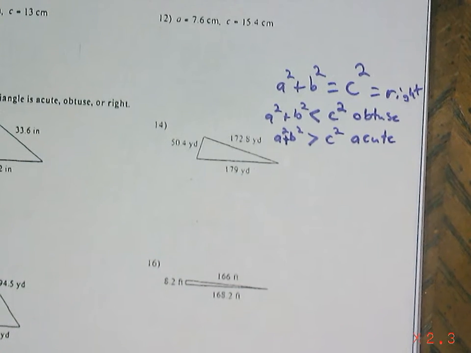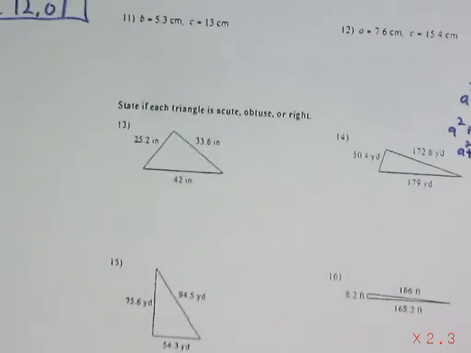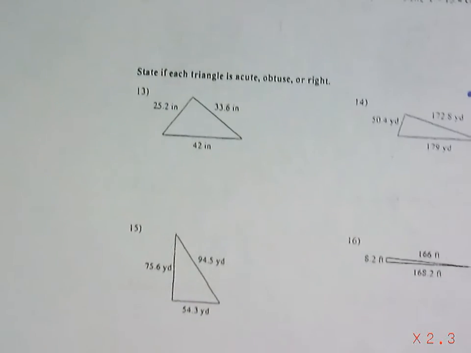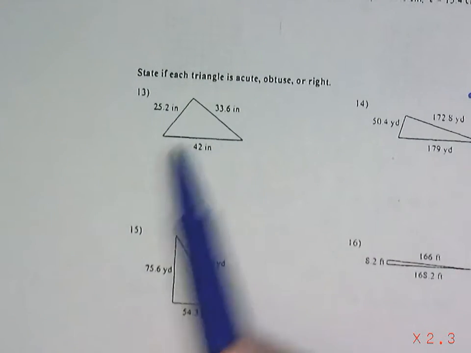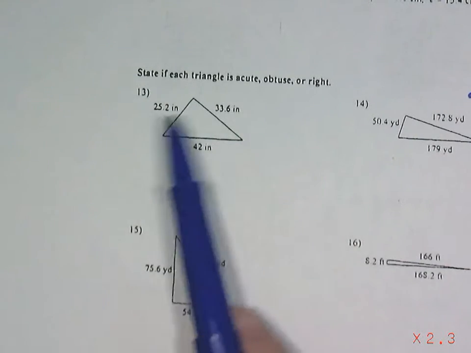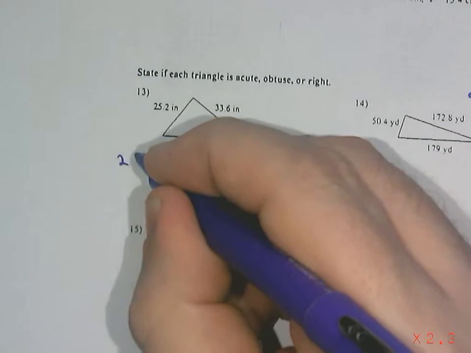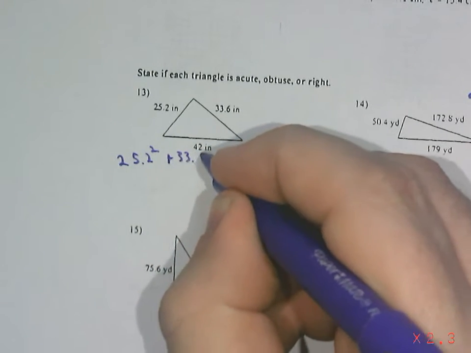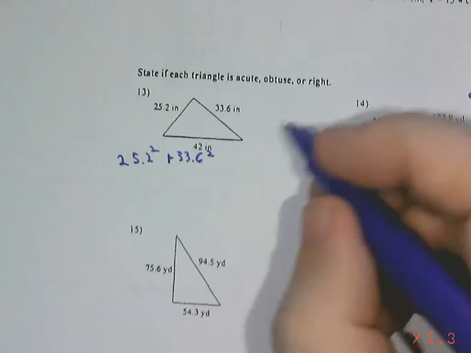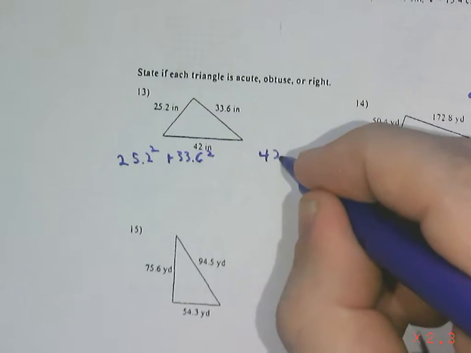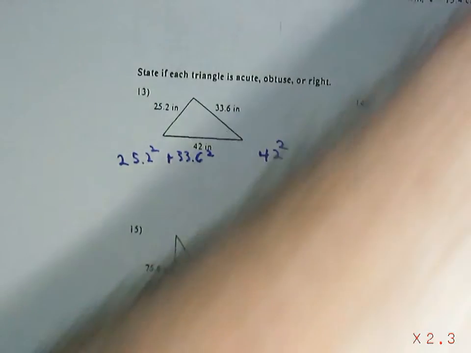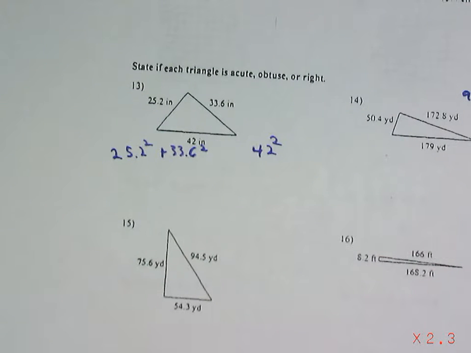Okay, so let's try this in action. Let's look at this first one right here. So I don't have to guess which one's the longest side. The longest side is obviously going to be the biggest number, right? So these would be my two legs. I'm going to square them and add them together: 25.2 squared plus 33.6 squared. And then I'm also going to square this longest side over here. I'm not going to set it equal to anything, I don't actually have to solve it for anything like that. I just need to know how it compares to those two sides added together.